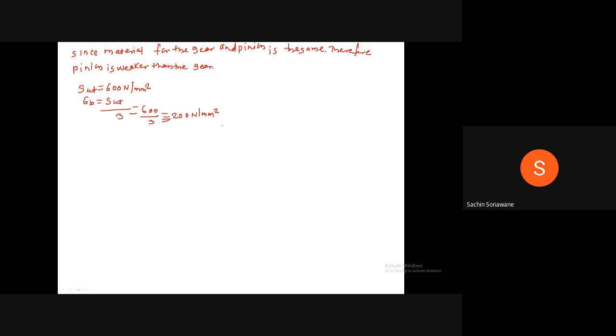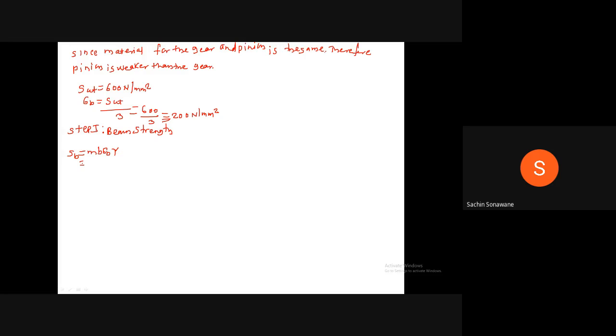Step 1, beam strength. We know the formula of beam strength: beam strength SB is equal to m into b into sigma B into Y. Substitute the values.